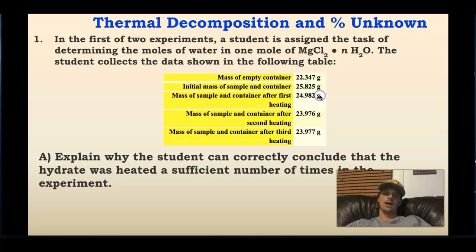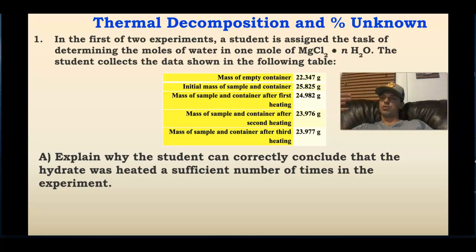All right, today's lesson, we're going to go through the front of 1.9. I ask you a few questions based on this data. I'm going to walk you through my thought process as I'm analyzing this data. In the first of two experiments, a student is assigned the task of determining the number of moles in one hydrated compound of magnesium chloride.